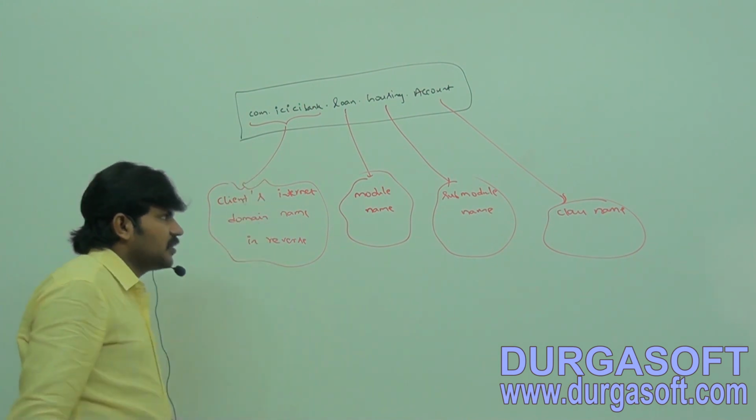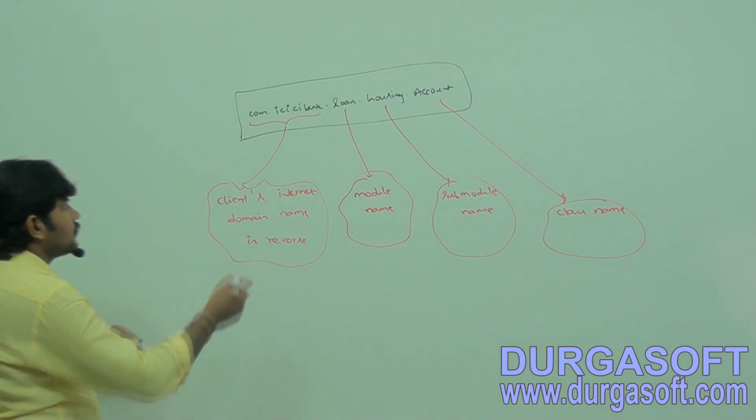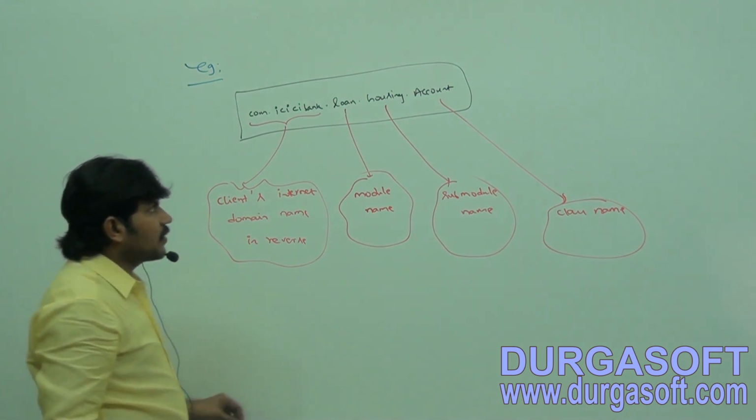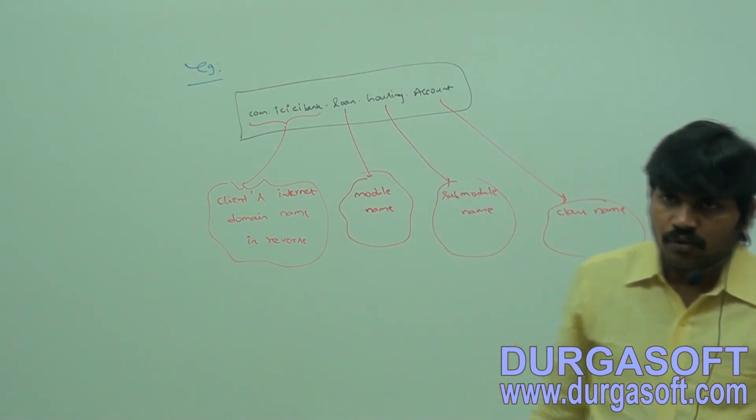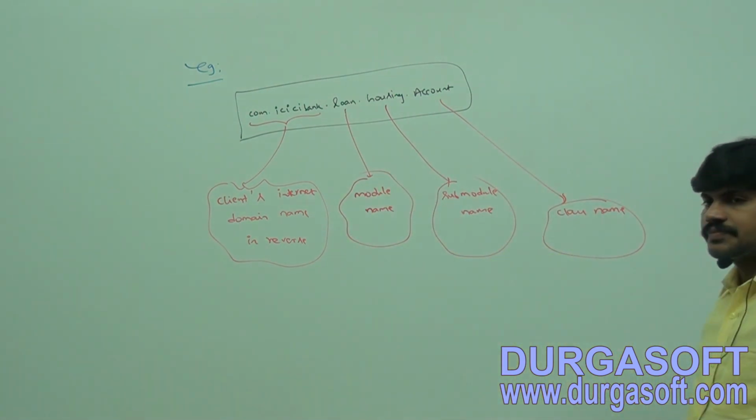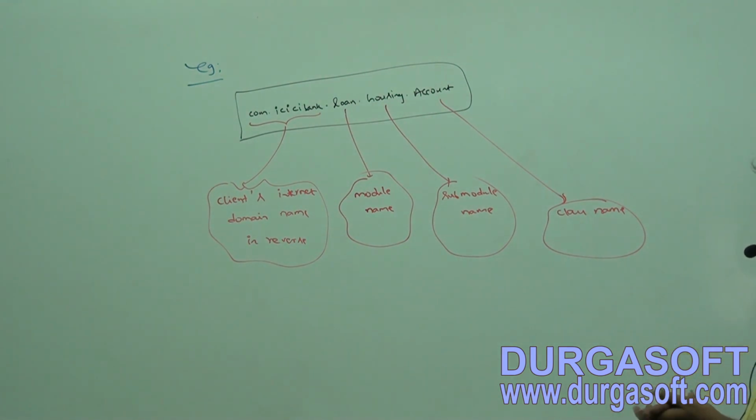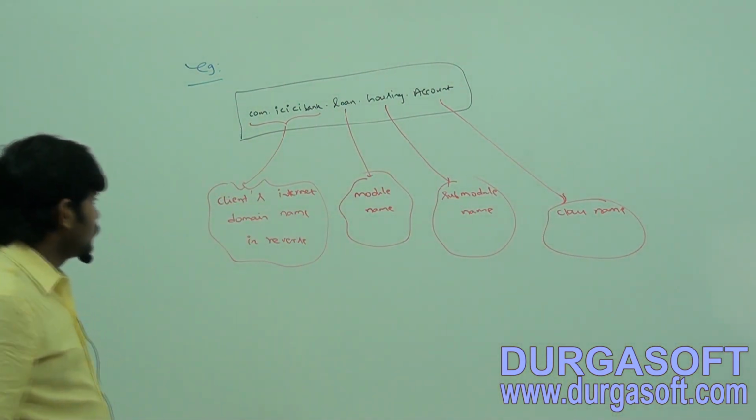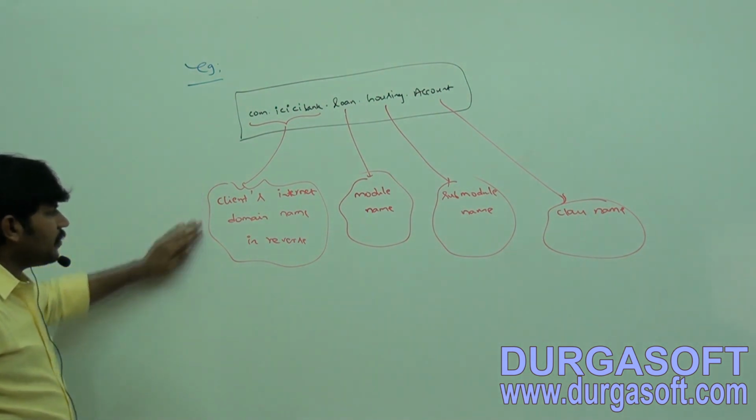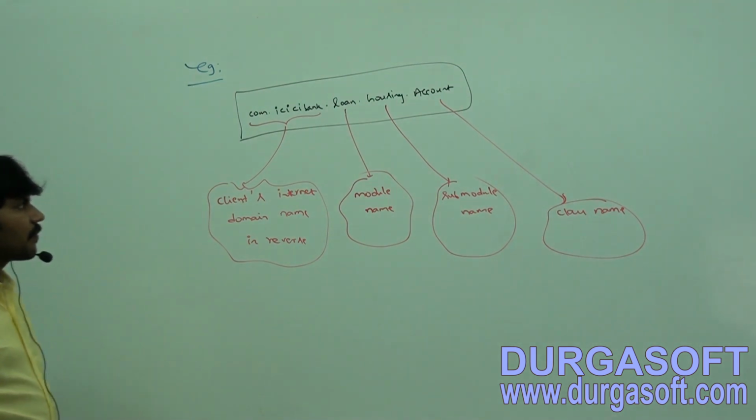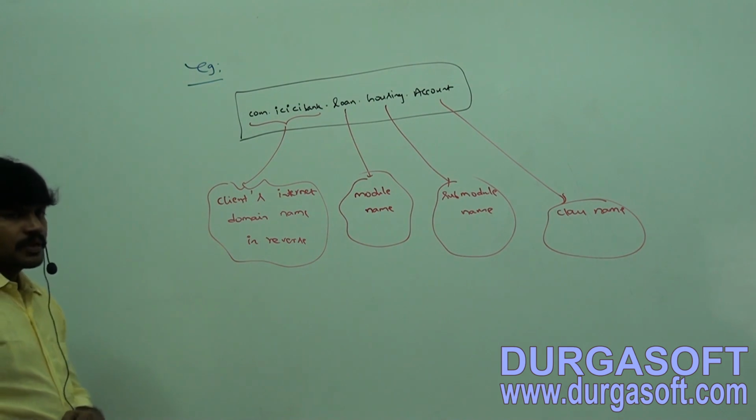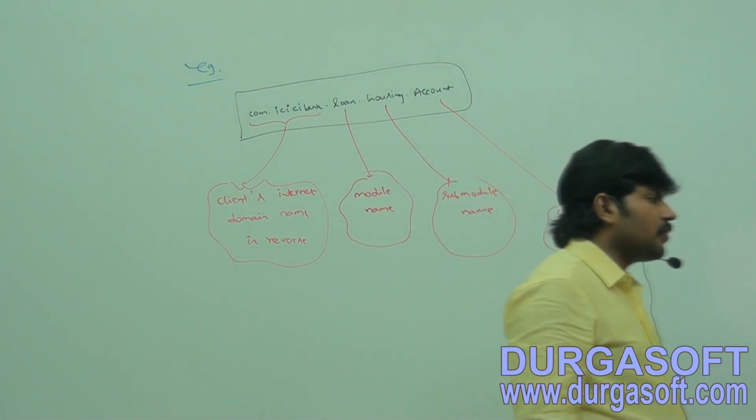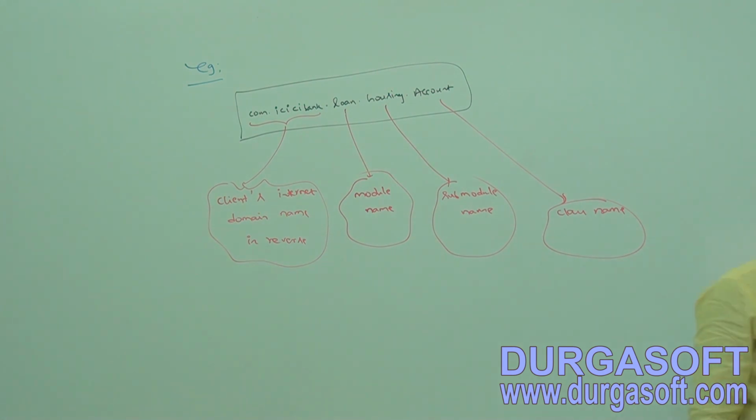Okay, that's all. Take this example: com.iccibank.loan.housing.account. The client's internet domain name in reverse is com.iccibank. Next, loan means module name, housing means submodule name, and account means class name.